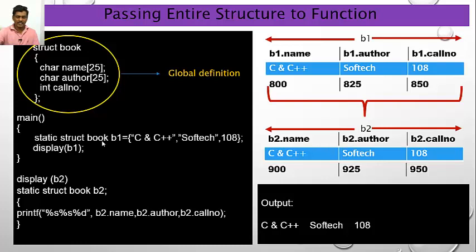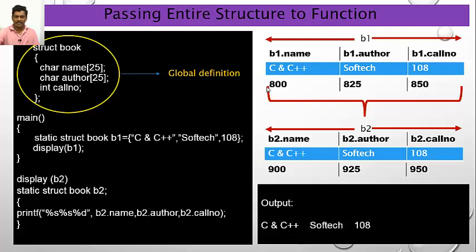So static struct book, because declaration and initialization are both in the same statement, we must use the static storage class specifier or external storage class specifier. So here we use static struct book b1 equal to C and C++, softtext, 108. This is the memory mapping for that. This is the b1 variable. It consists of 3 elements: b1 dot name, b1 dot author, b1 dot call number. This is 25 bytes, this one is 25, this is 2 bytes. Totally 52 bytes. The size of b1 is 52 bytes.